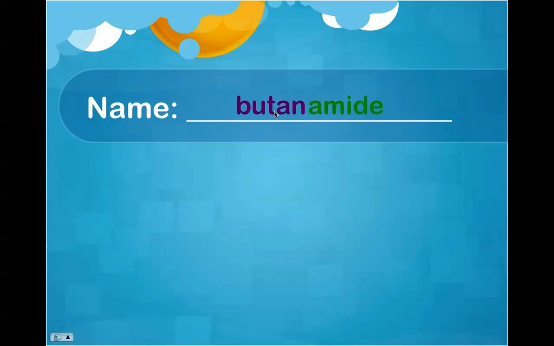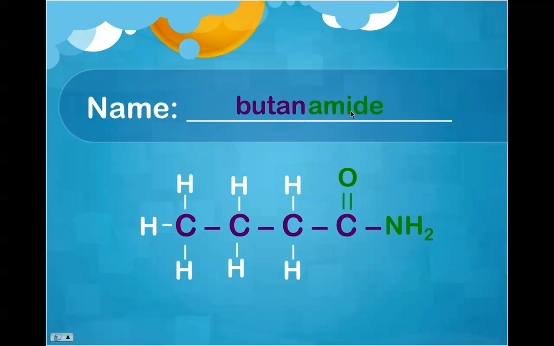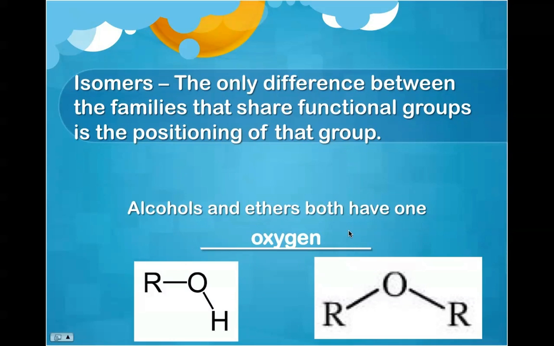Here we're going to use our prefix but to start our 4-carbon chain, and then we're going to add on our amide, which is the double bonded oxygen and the NH2 group. And then we fill in the rest of our carbons. This carbon, however, should not get any additional hydrogens. And that's it. All right.